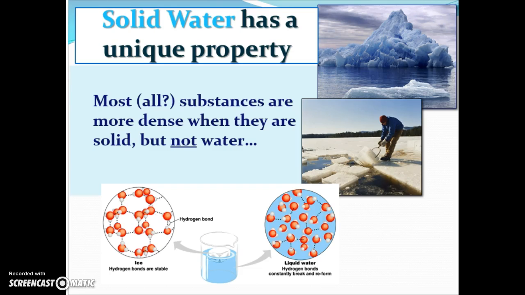Okay, so the next property of water is that solid water, or ice, is very unique, because almost all substances are more dense when they're solid, but water is not. And again, it has to do with the polarity, the hydrogen bonding that occurs between water molecules. When the hydrogen bonds between water molecules become frozen, they spread out into a crystalline form, making more of a lattice. So we talked before about this lattice that is formed with hydrogen bonds between water molecules.